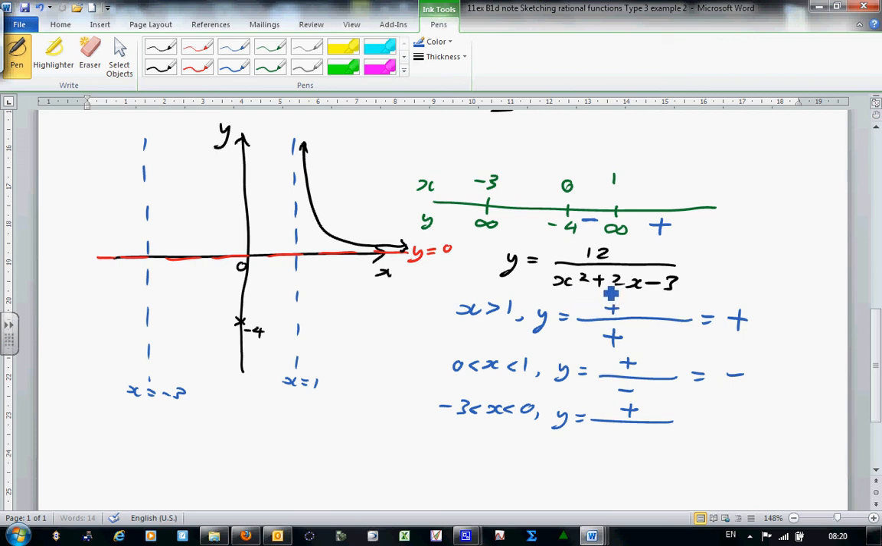And then when x is less than minus 3, let's say minus 4, negative 4. When x is negative 4, we've got the positive on the top. Negative times a negative is a positive. So negative 4 times negative 4 is 16. Minus 8 minus 3. So that's 16 minus 11, which is 5, which is positive. So what we're going to end up with is that's positive.